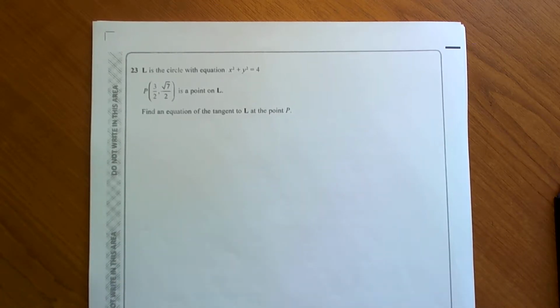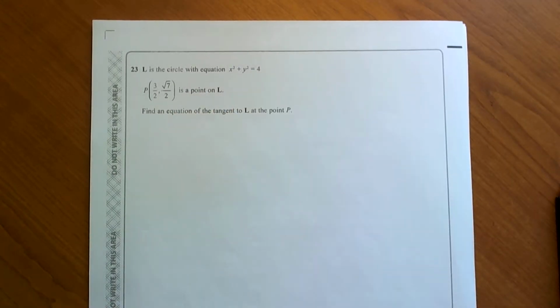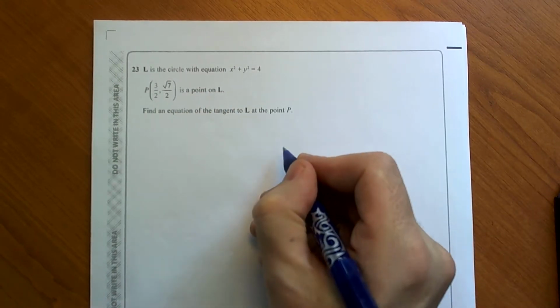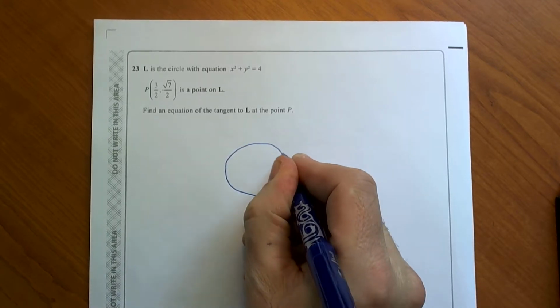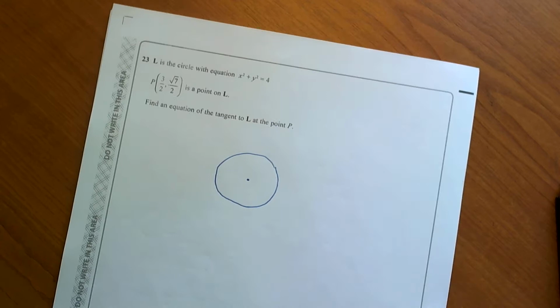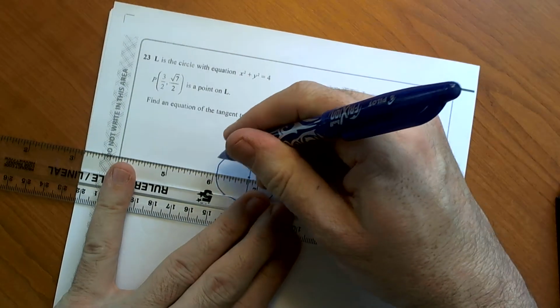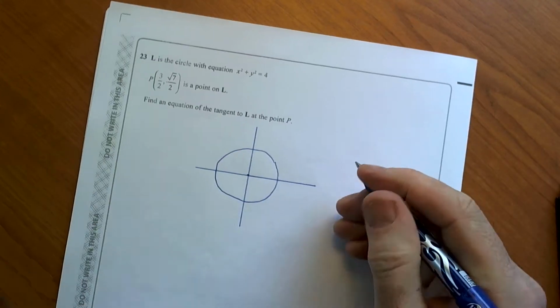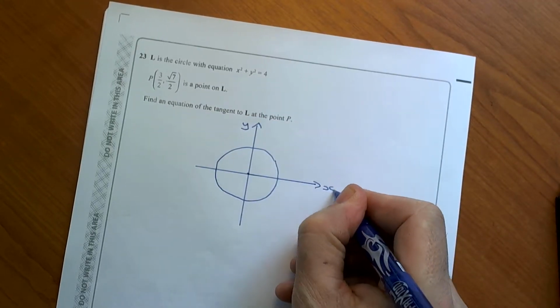This is quite a challenging question to finish. So it says L is a circle with the equation of that. Well, let's draw this circle to start. So we've got a circle, put the centre of the circle in here, and let's draw some coordinates. So that's our y, that's our x.